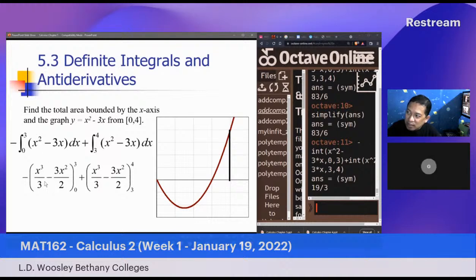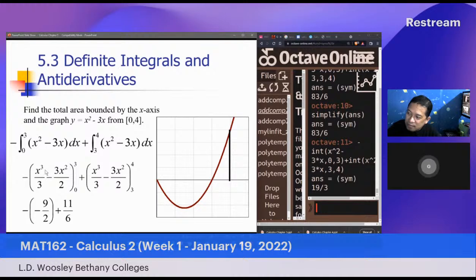Opo. So, integral of x squared, x cubed over 3. Ito naman, 3x squared over 2. Ganun din. Ito naman, from 0 to 3 yung evaluation. Ito, 3 to 4. So, evaluate na natin siya. Substitute mo muna yung 0. Pag sinubstitute mo 0, 0 eh. So, ang matitira dyan yung sa 3.